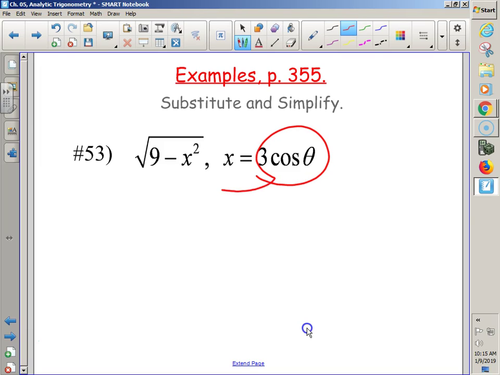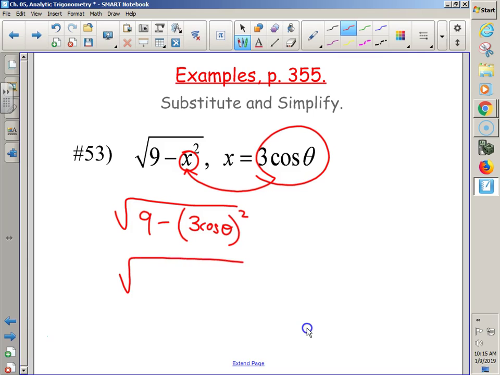Isn't plugging in an easy concept though? Like, plug it in. You guys tell me: 9 minus what? Good. Think function notation. The whole thing has to go into the x. So what needs to be squared? So 3 cosine theta times 3 cosine theta is 9. Now, careful, simplify.